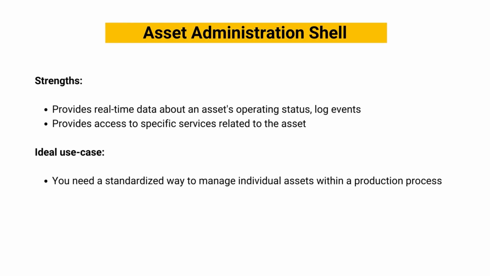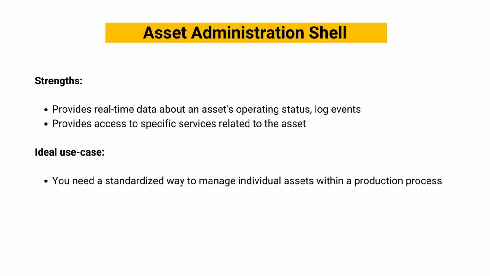Asset Administration Shell is especially useful when you need a standardized way to manage individual assets within a production process. It can provide real-time data about an asset's operating status, log events, and even provide access to specific services related to the asset. Asset Administration Shell is also helpful for lifecycle management of assets, as it keeps track of data from design and manufacture to operation and commissioning.